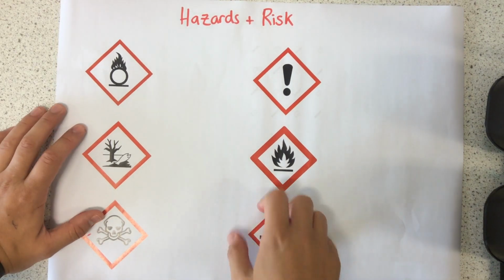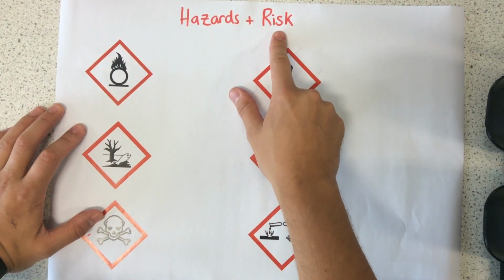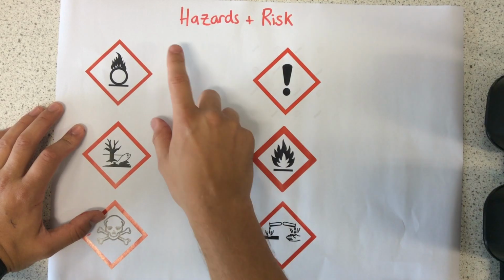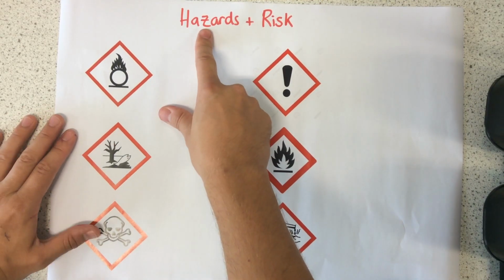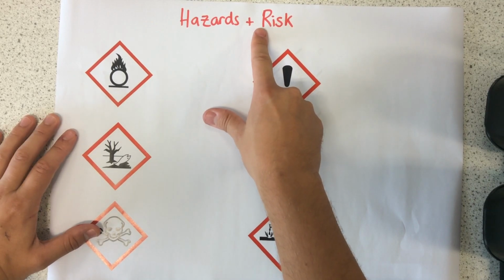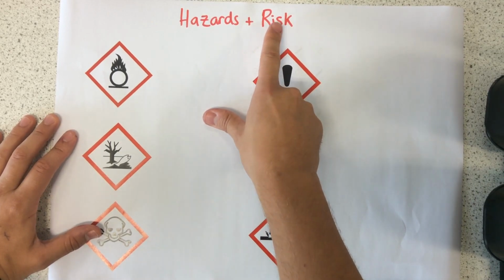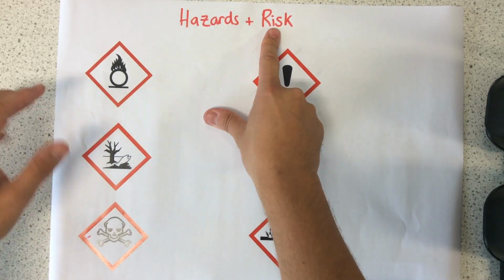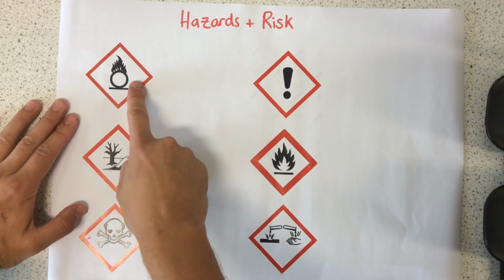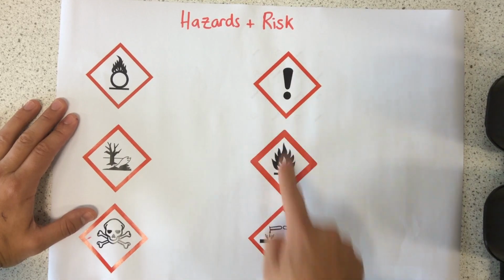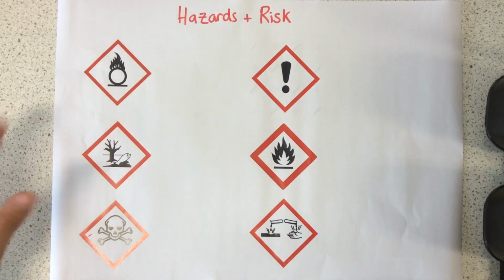Okay, today I'm going to talk to you about hazards and risk. So a hazard is anything that has the potential to cause someone harm or damage. And a risk associated with the hazard is the probability of someone being harmed if they're exposed to that hazard. So what I'm going to do in this video is talk through what each of these 6 hazard symbols mean, and I'm going to show you how to do a risk assessment.